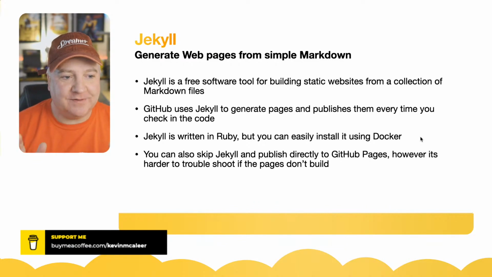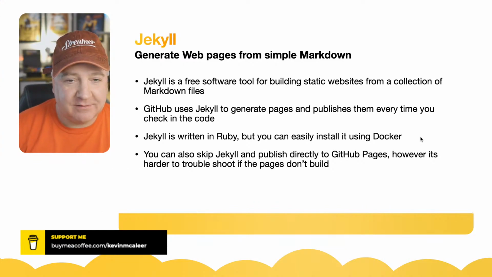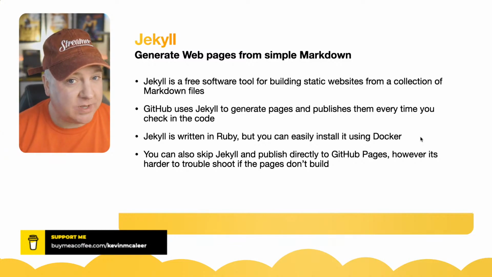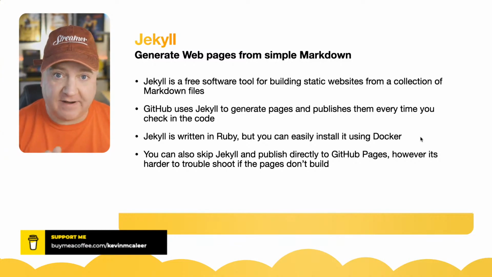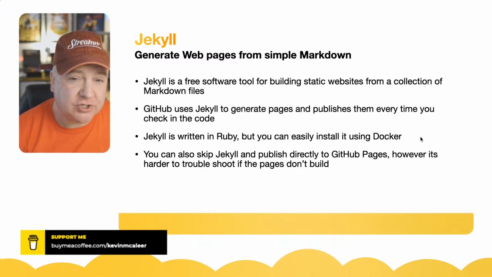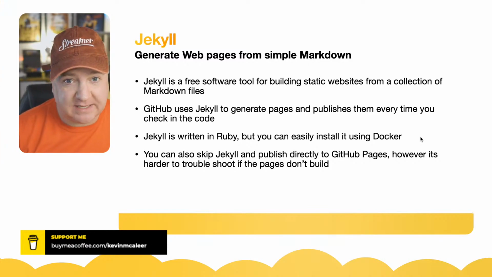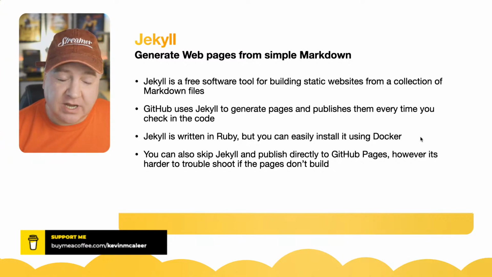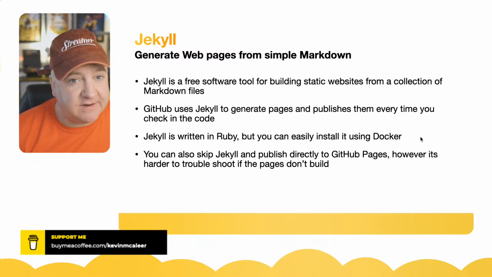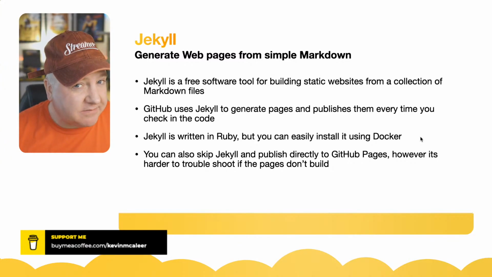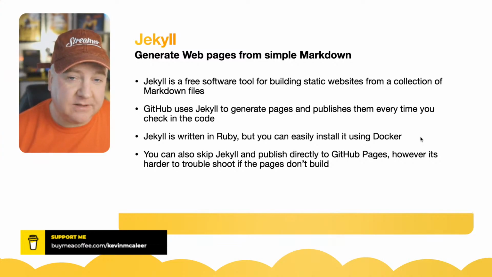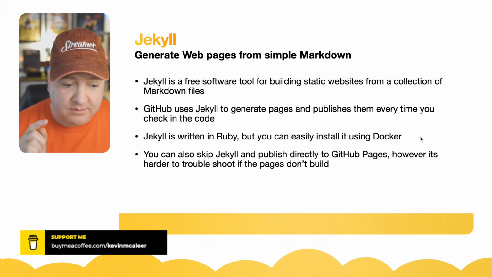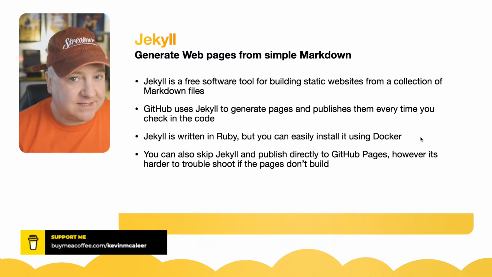Okay, so Jekyll is going to generate our web pages from those very simple Markdown pages, and if we have data files like YAML files, we can use those in our Jekyll environment as well. Jekyll is a free software tool for building static websites from a collection of Markdown files. GitHub uses Jekyll to generate pages and publishes them every single time you check in code. Jekyll is actually written in Ruby. We don't actually have to worry about that. We can very quickly install it using Docker as well. So I've got a Docker instance installed on my machine.